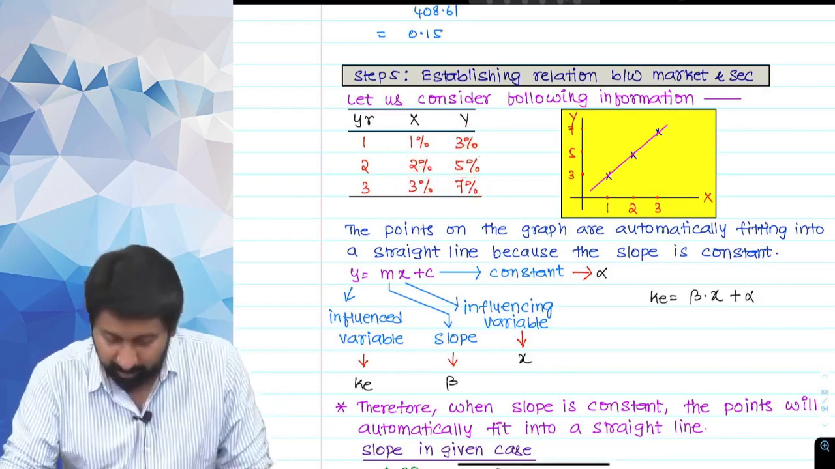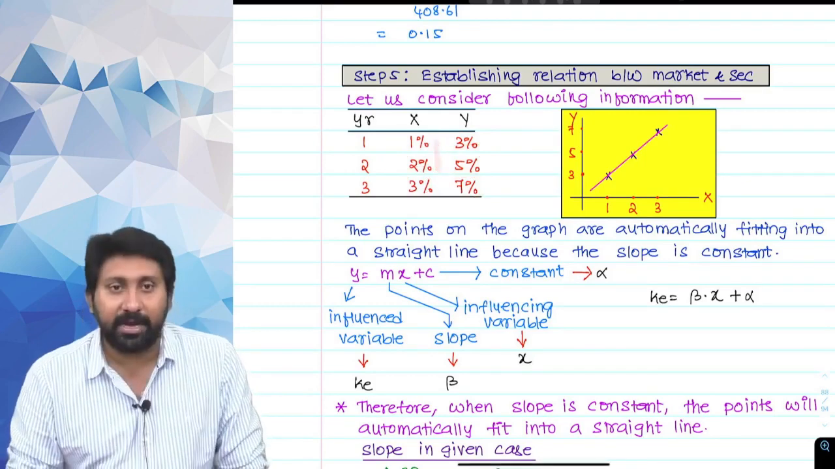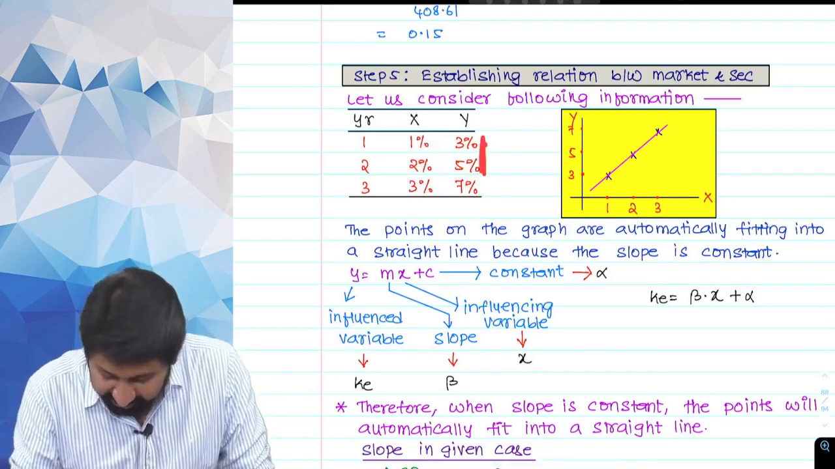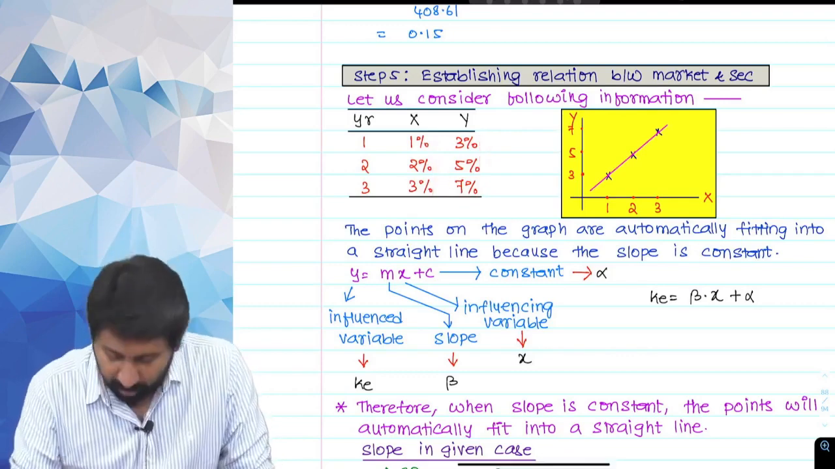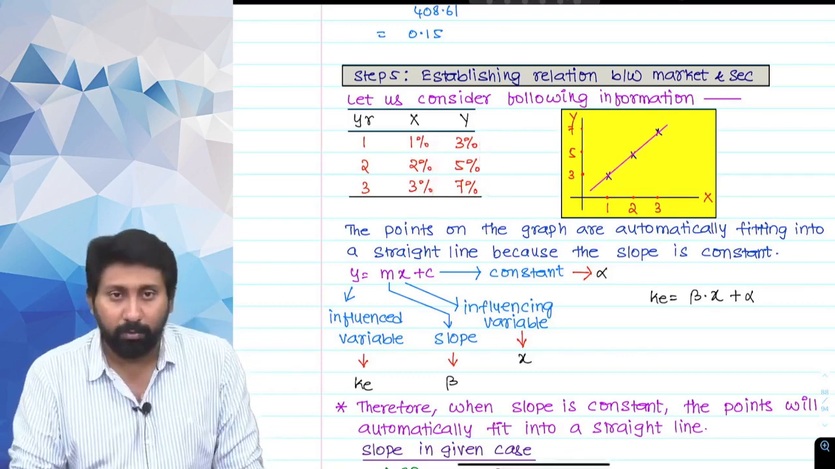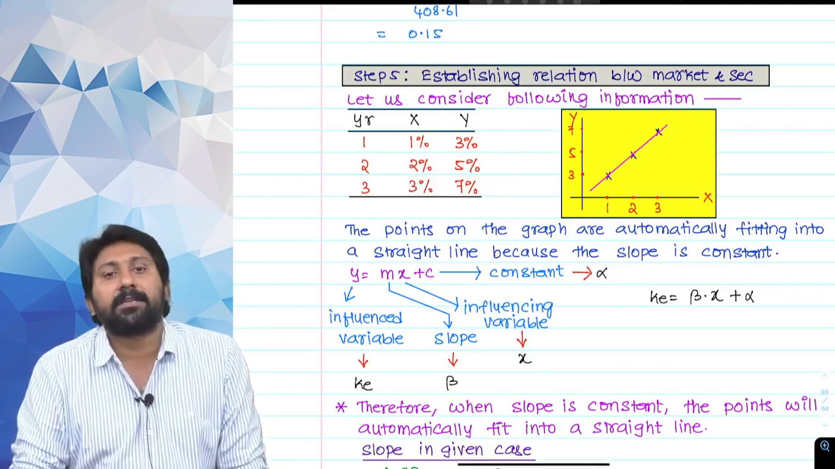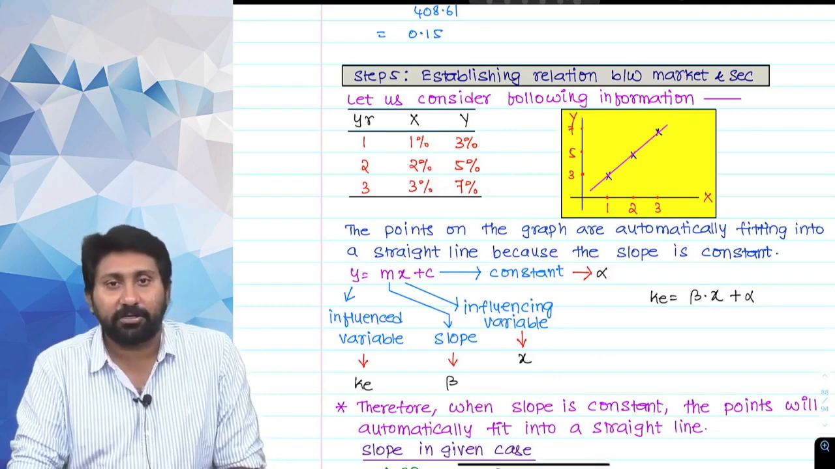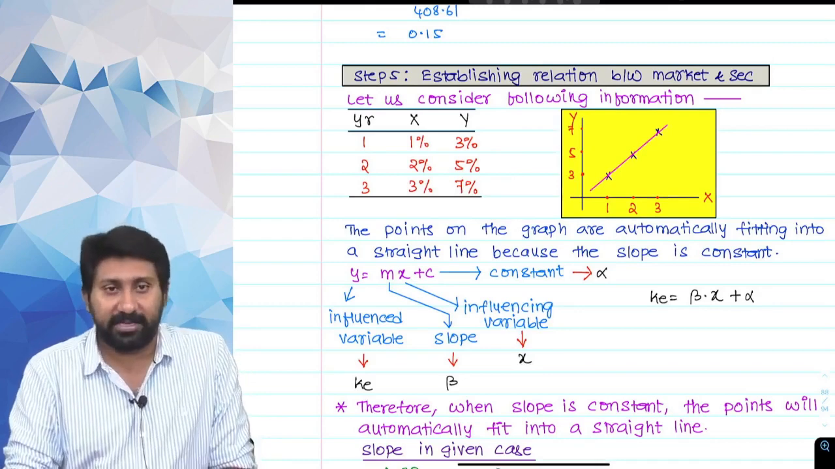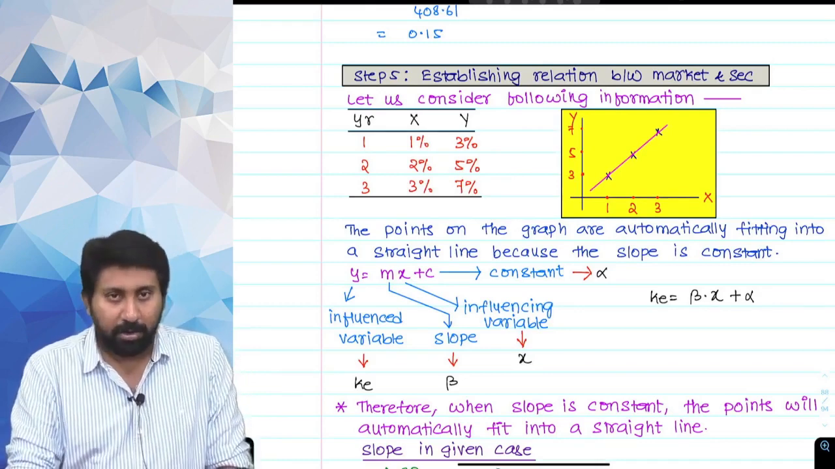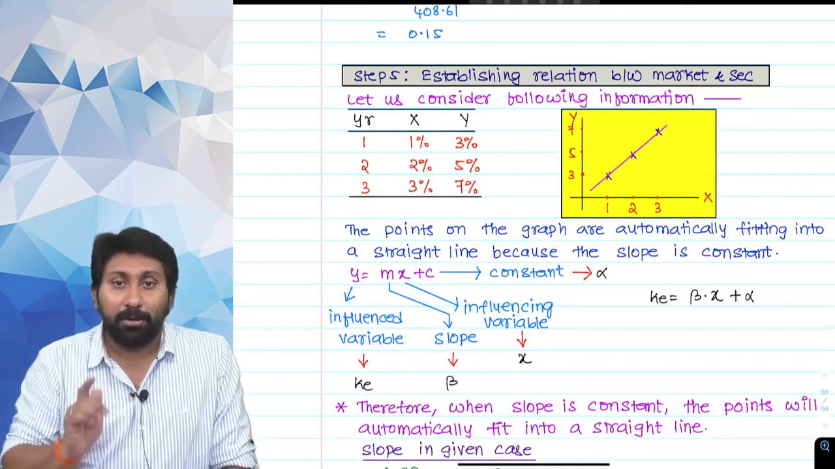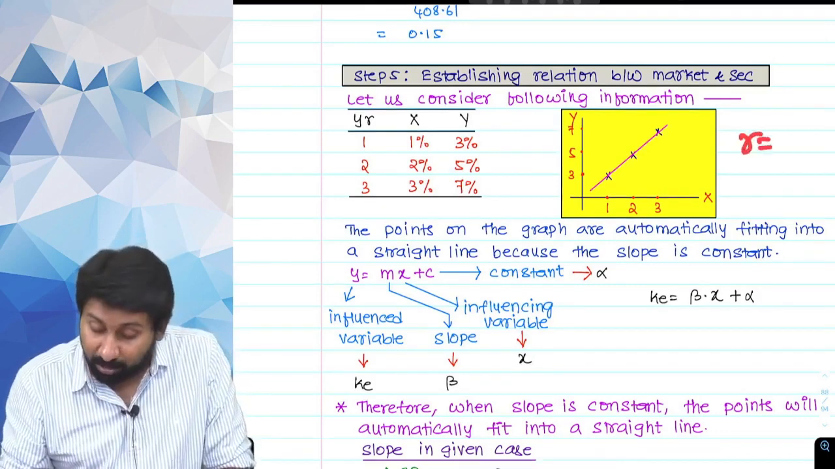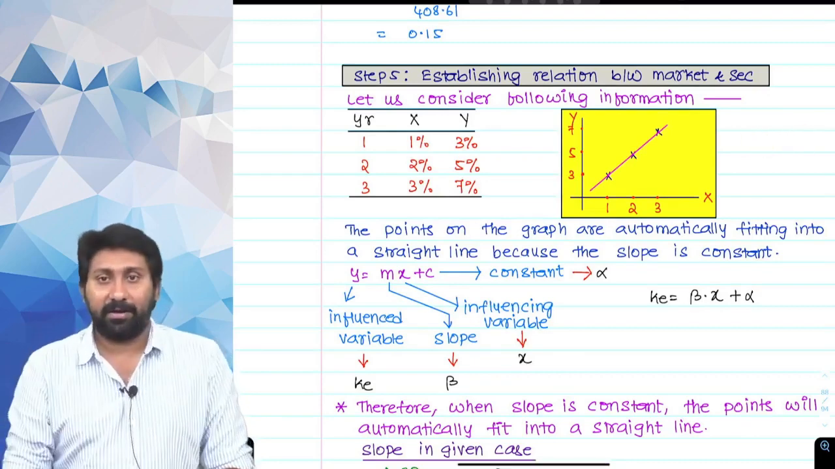Tell me, what is the change in the market? 1. What is the change in security? 2. Now tell me, the slope is constant. Constant slope means that whenever the market changes by 1, the security also changes by 2. What does it mean? R equals plus 1.